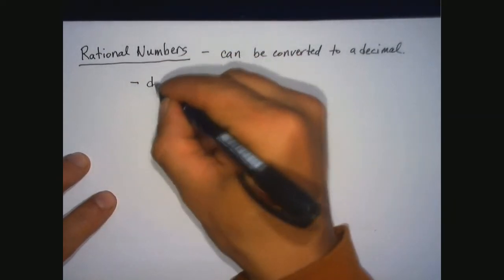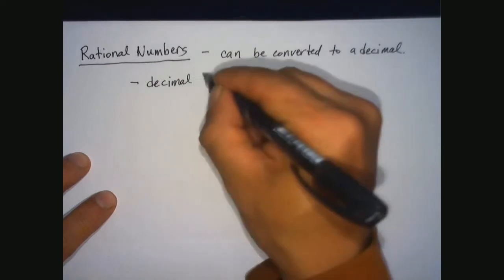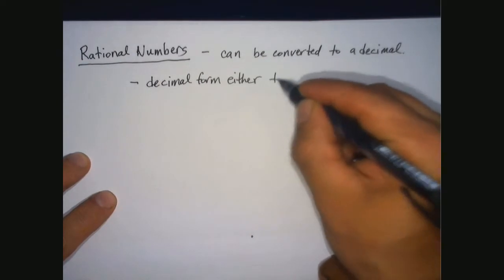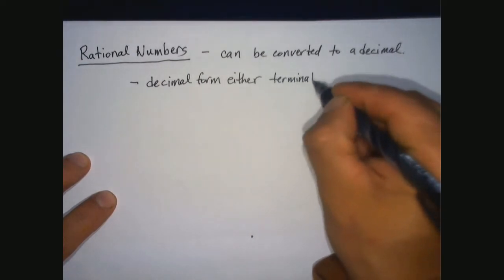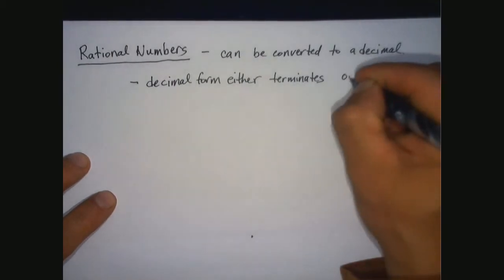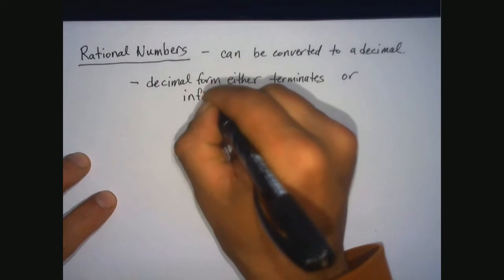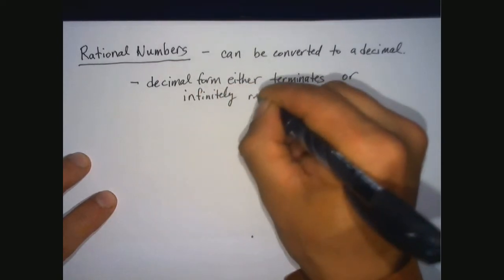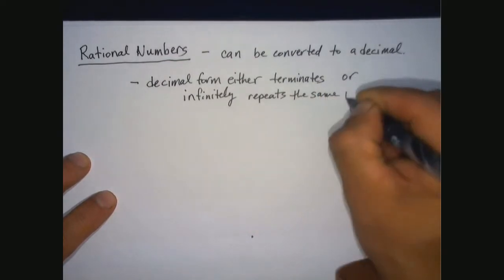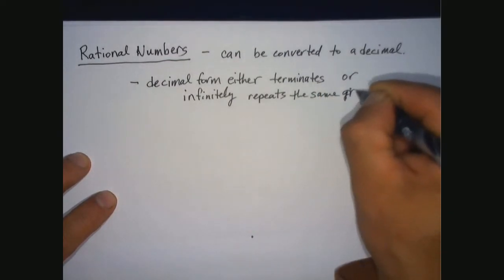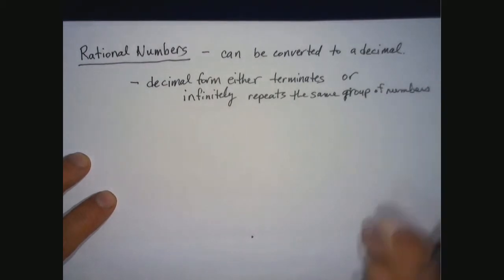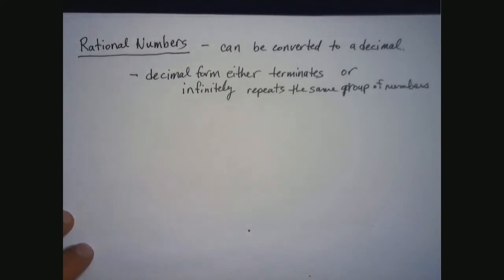The decimal form either terminates, which means it stops, or infinitely repeats the same set of numbers, group of numbers. We'll just call it group. All right, so let's look at some examples.